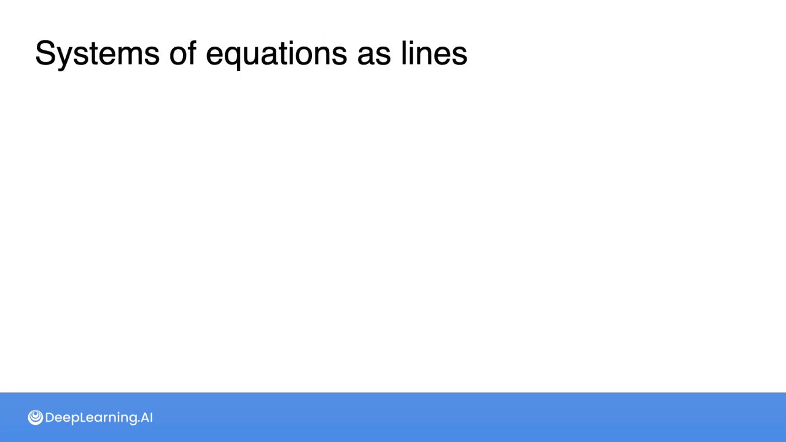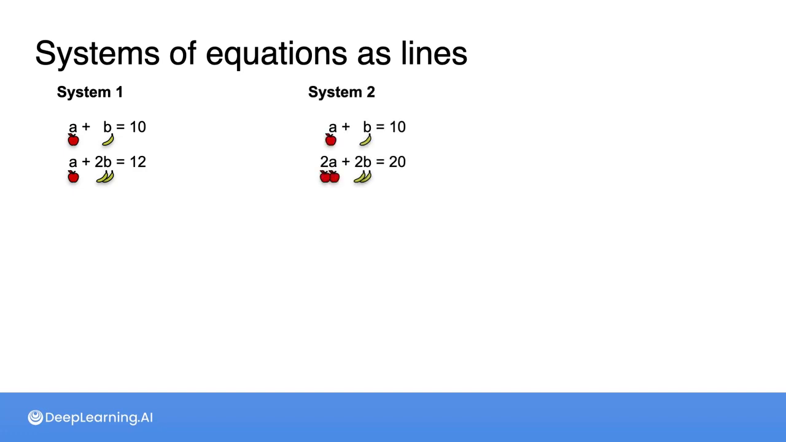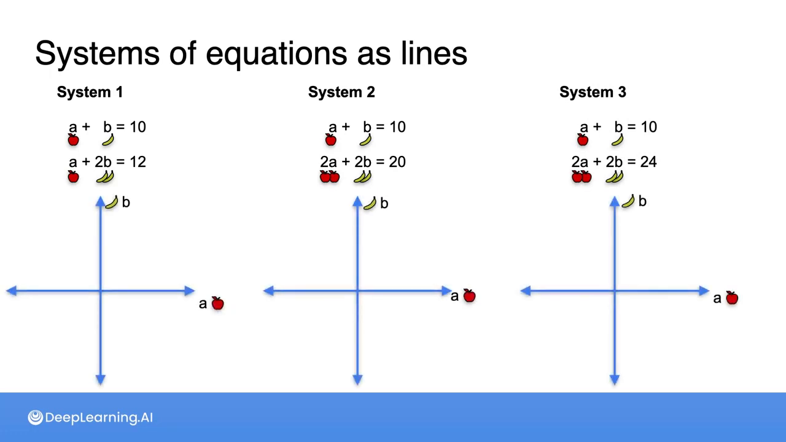Let's now summarize what you've seen in this video. There are 3 systems of equations. The first one has equations a plus b equals 10 and a plus 2b equals 12. The second one has equations a plus b equals 10 and 2a plus 2b equals 20. And the third one has equations a plus b equals 10 and 2a plus 2b equals 24. And here are the plots for the 3.